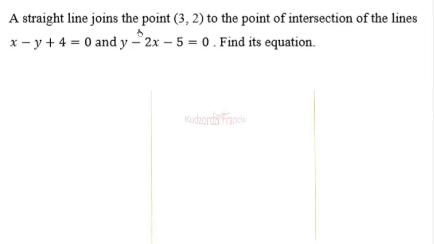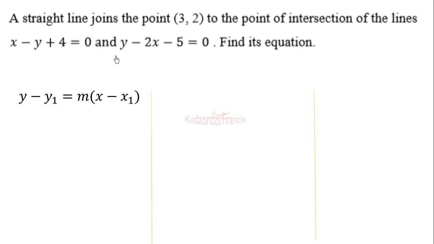A straight line joins the point (3, 2) to the point of intersection of the lines x minus y plus 4 equals 0 and y minus 2x minus 5 equals 0. Find its equation. We know the equation of a straight line is given by y minus y1 is equal to m into x minus x1, where m is the gradient, y1 and x1 are any points on the straight line.